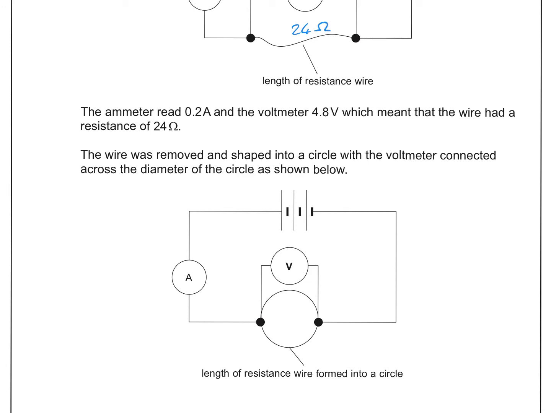Now the same bit of wire has been made into a loop. So these are like two sections in parallel with 12 ohms worth of wire here and 12 ohms worth of wire here. So this is like a section with two 12 ohm resistors sitting in parallel. And this is the important part about this question. You need to recognize what's happening here, that this is a 12 and a 12 in parallel.